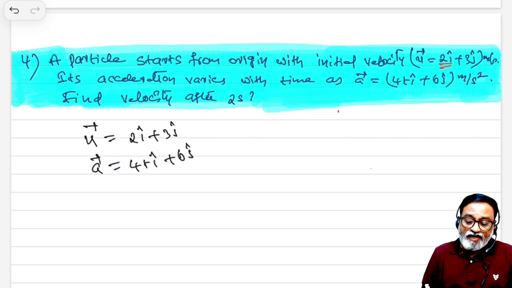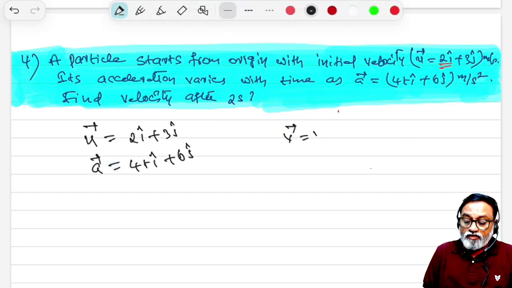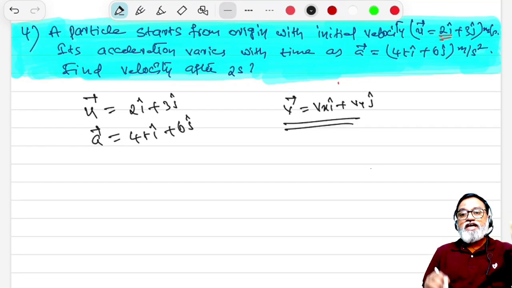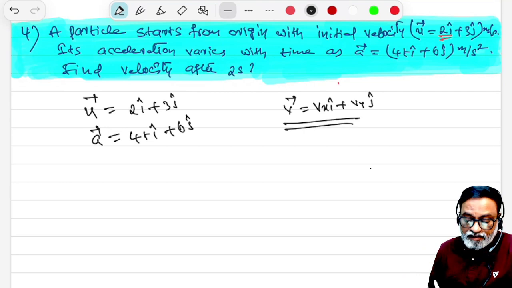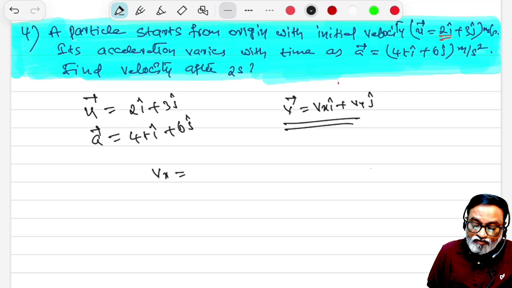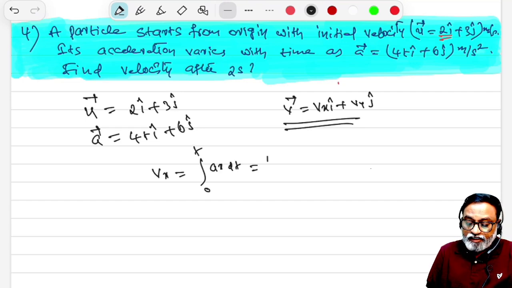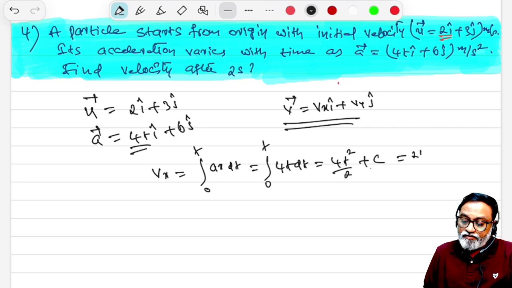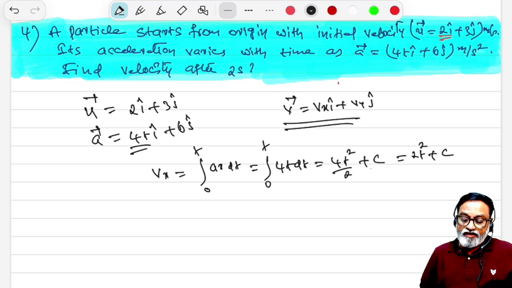Therefore, here we have to find out final velocity after 2 seconds, means v bar is equal to Vx i cap plus Vy j cap. Therefore, when acceleration is variable, velocity v is equal to the integral of a. Therefore, Vx is equal to integral of ax into dt from 0 to t. What is ax? 4t into dt. This becomes 4 into t square by 2, plus a constant c. This becomes 2t square plus c.